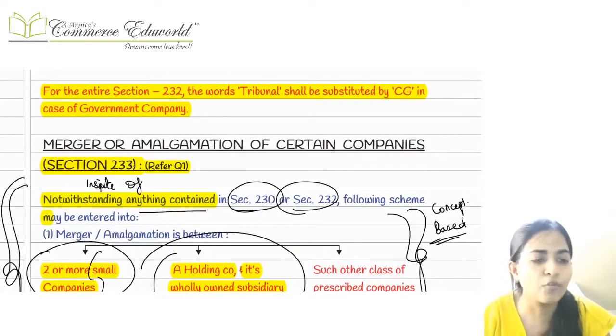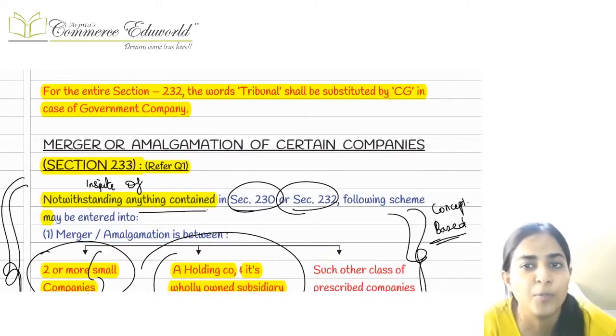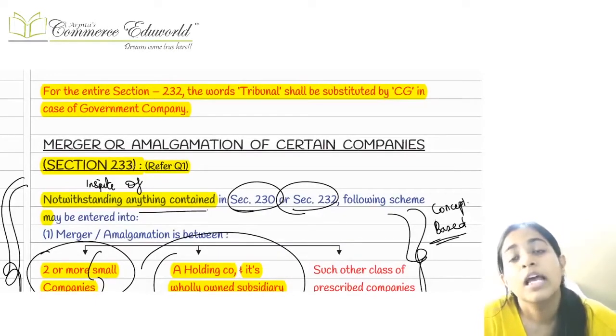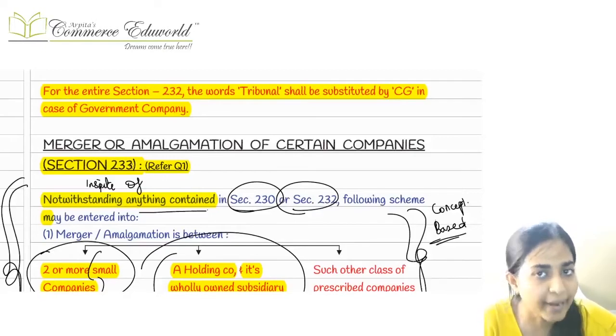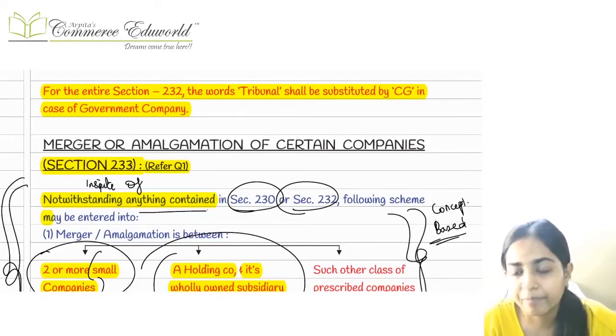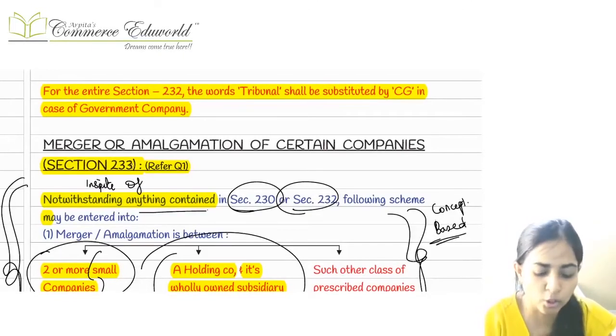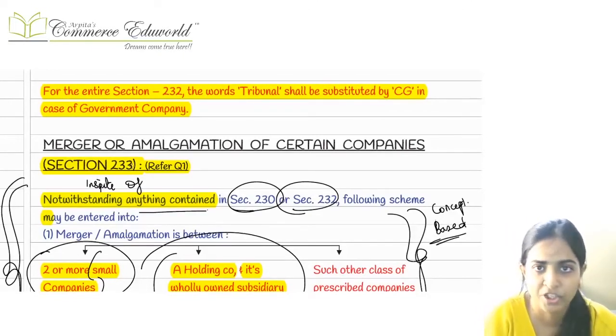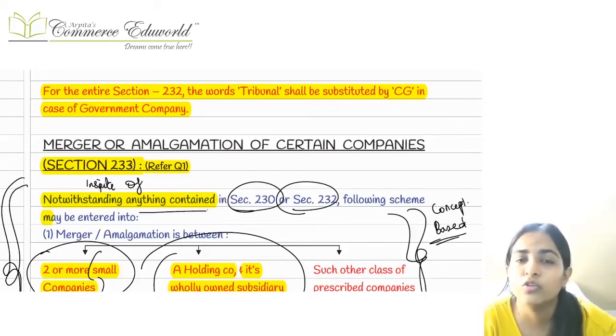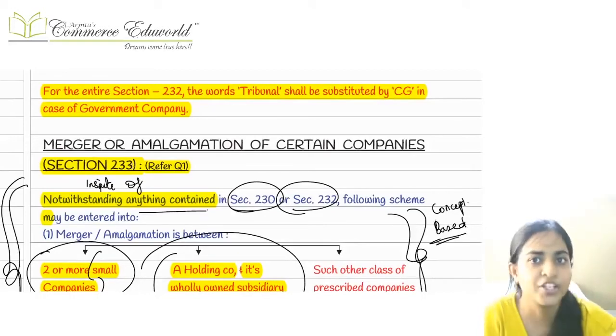wherever the term tribunal was used, basically tribunal was coming into picture for supervising everything, for giving the approvals. So in case of government company, everything will be handled by the central government. So 230 was a general section which was talking about compromise or arrangement. 231 was talking about supervision and implementation. 232 was talking about merger and amalgamation.